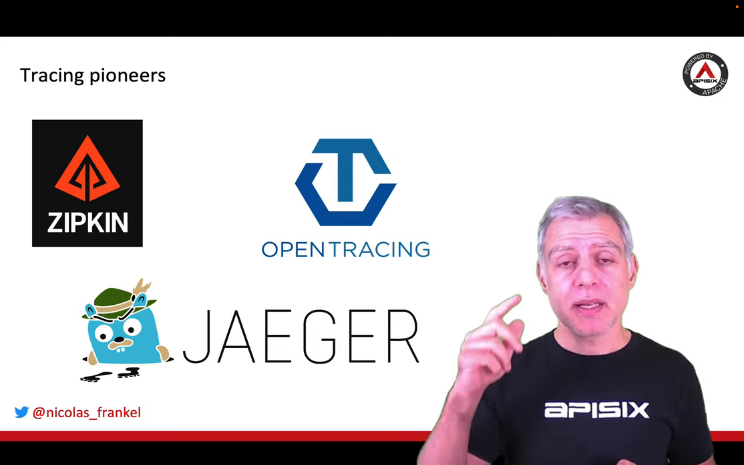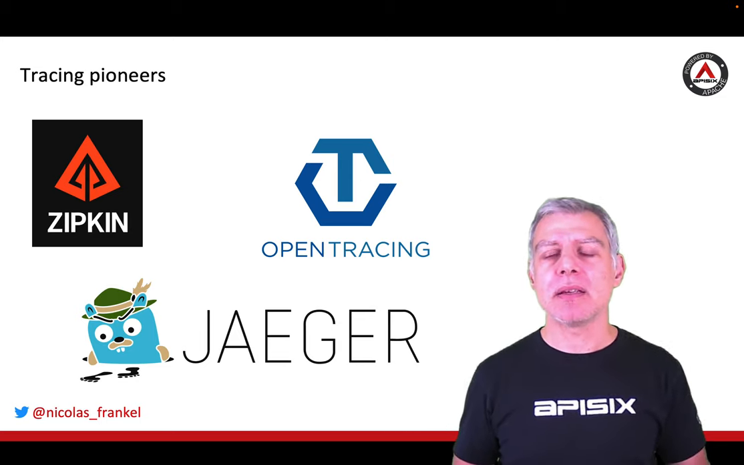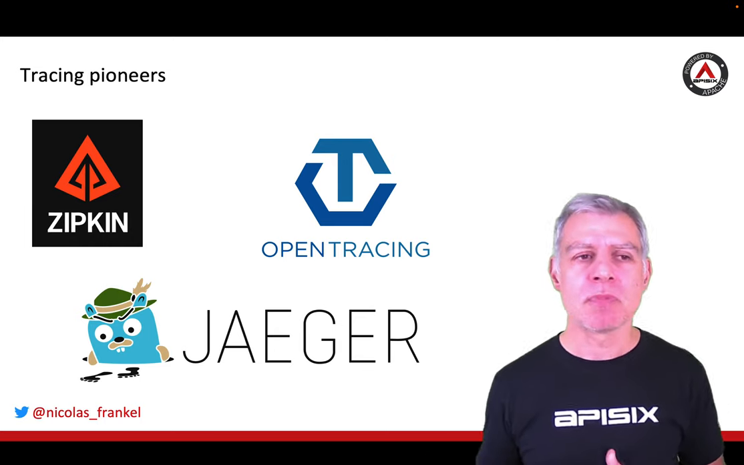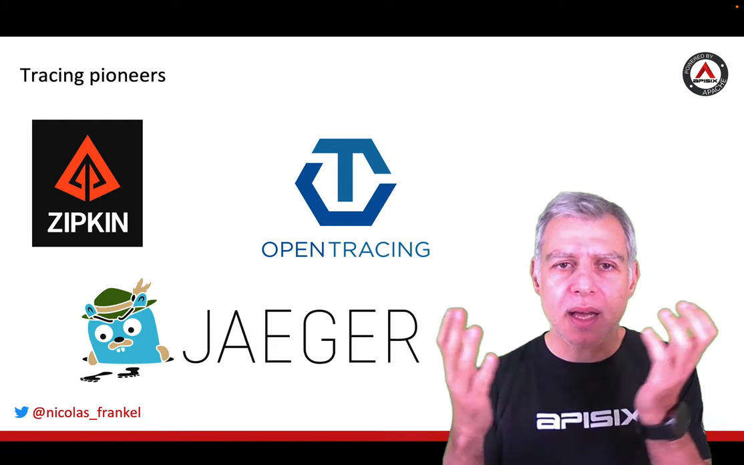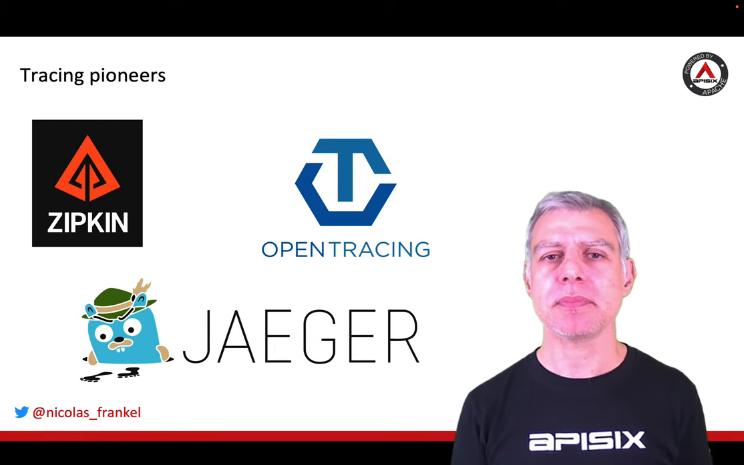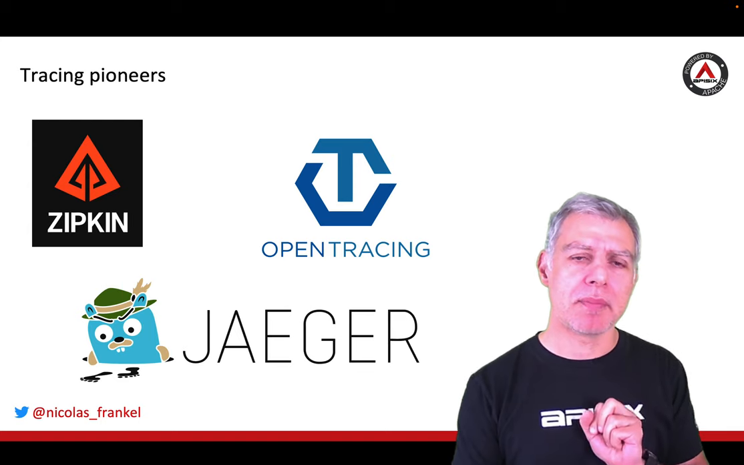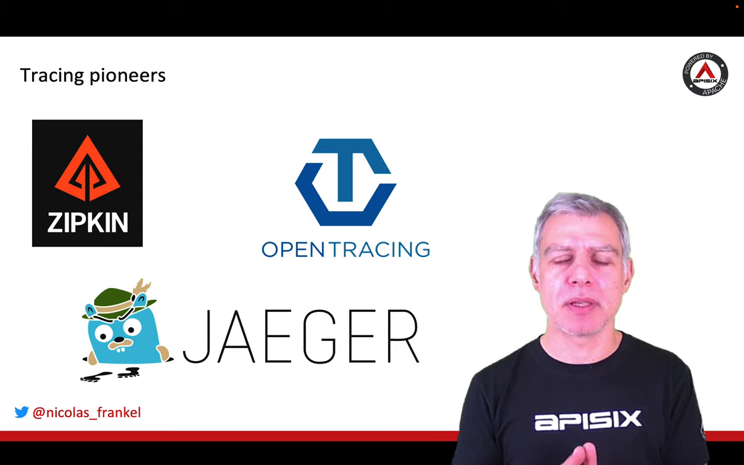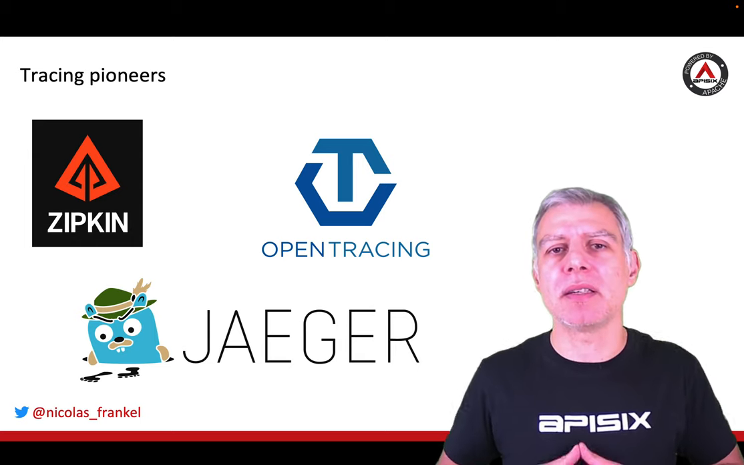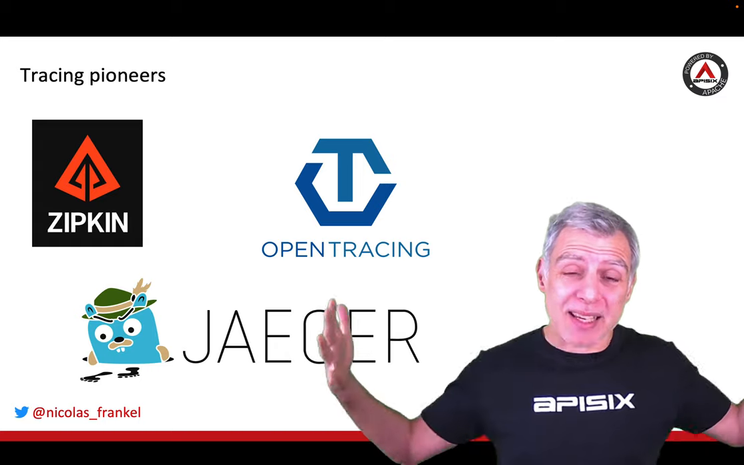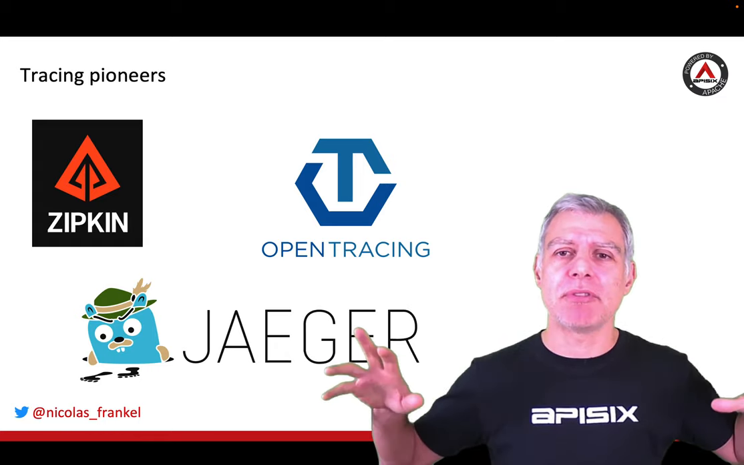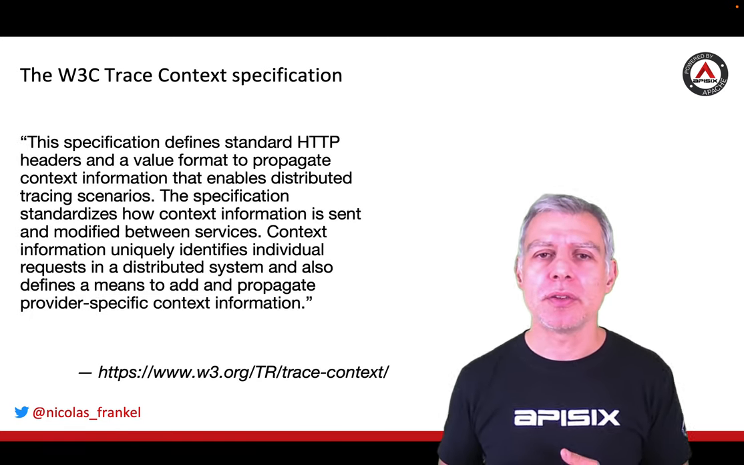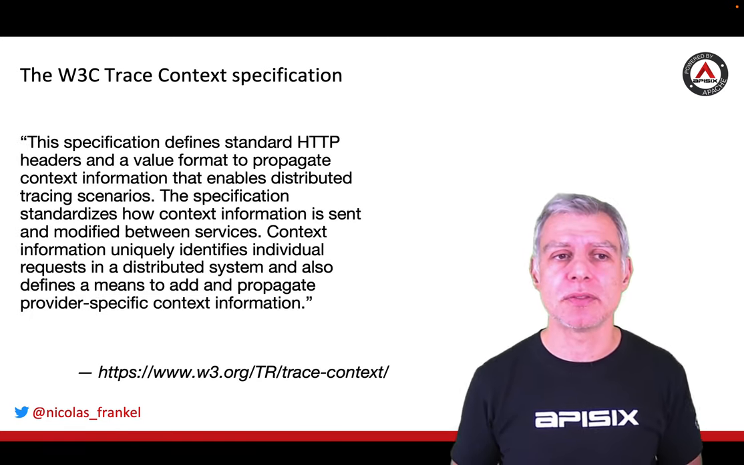I believe you probably are aware of some of the tracing pioneers that already exist. So there is Zipkin, Jaeger, OpenTracing. Those are the three most widespread and famous. Every one of them had proprietary interfaces and implementations. But as you know, we want something standardized so that, for all the software that you write, we can write libraries that have one standard. And for that, there is something called the W3C Trace Context specification.